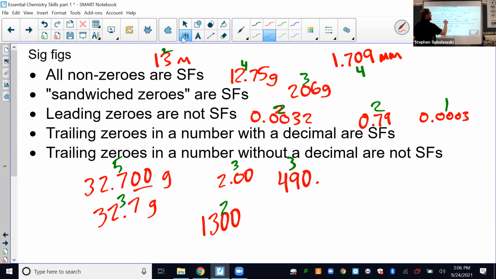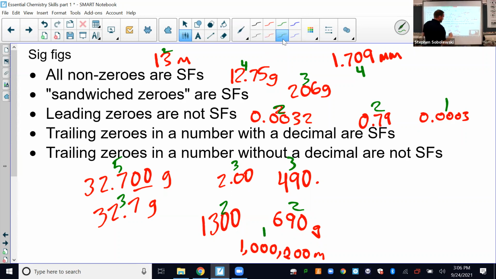All right, just another example here. If I take a measurement and it's 690 grams, that would be 2 sig figs, or maybe even a larger number. If we have like 1 million meters, if I measure something as 1 million meters, how many sig figs? Just 1. Okay, so those are your sig fig rules.